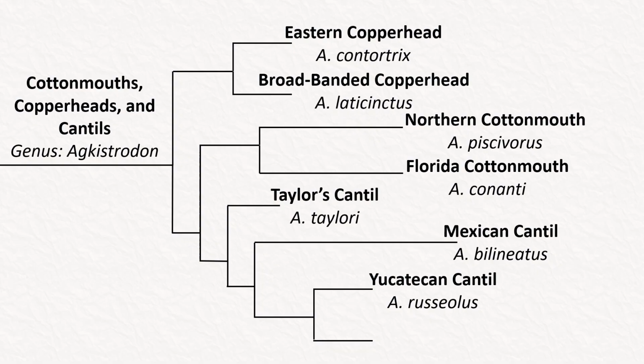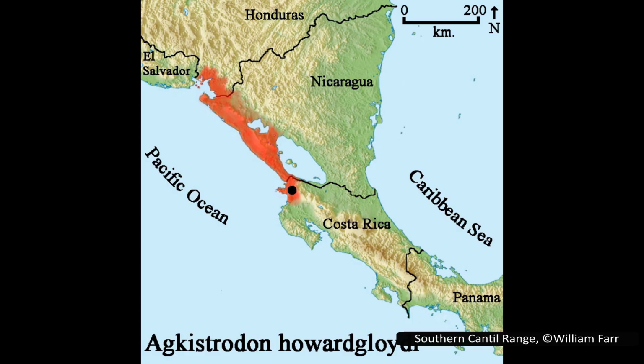The last species in this genus is the southern Cantil, Agkistrodon howardgloydi, sometimes also known as Gloyd's moccasin. Like the Yucatecan Cantil, this species used to be a subspecies of the Mexican Cantil, until genetic testing in 2013 elevated it to a separate species. The southern Cantil is found along the western coast of Central America, primarily in Nicaragua, although its range does extend north into Honduras and south into Costa Rica.